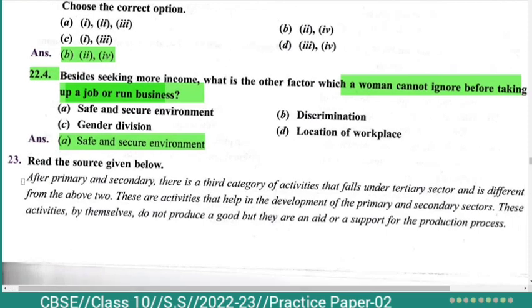Now question number 23. Read the source given below. After primary and secondary, there is a third category of activities that falls under the tertiary sector and is different from the above two. These are activities that help in the development of the primary and secondary sectors. These activities by themselves do not produce a good, but they are an aid or a support for the production process.